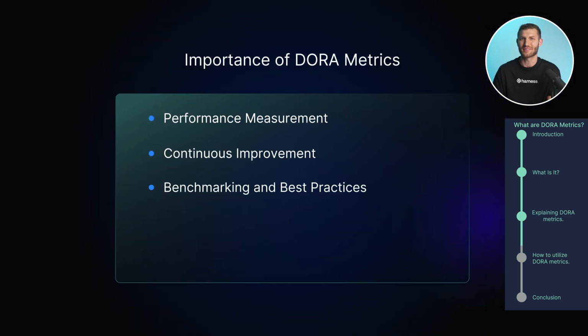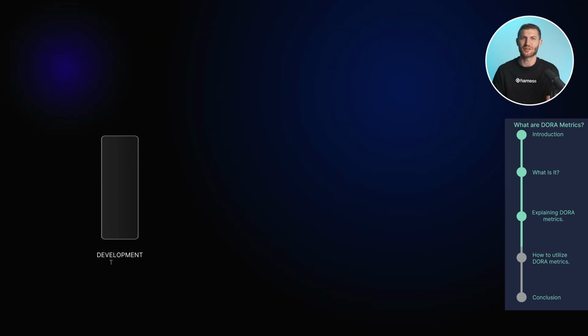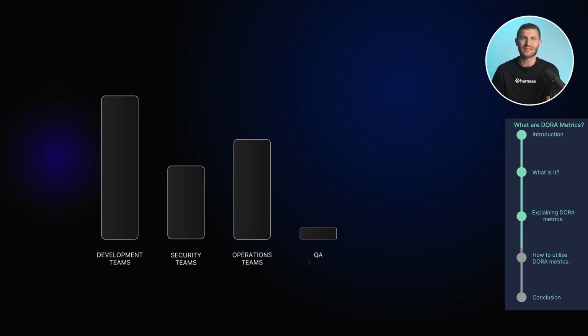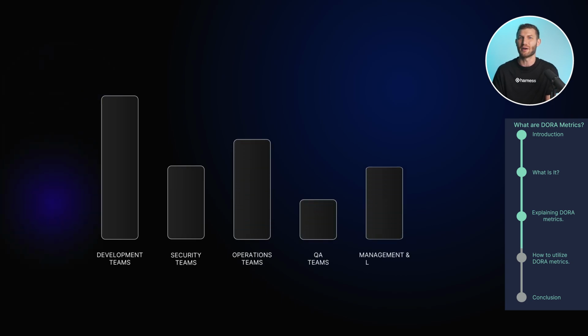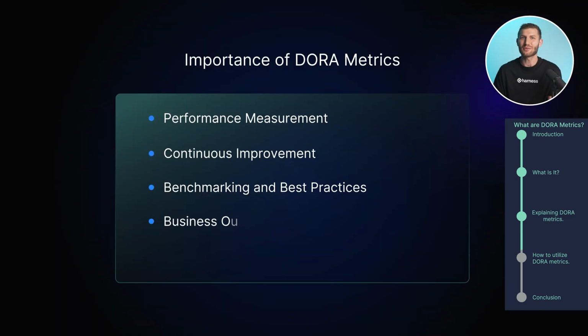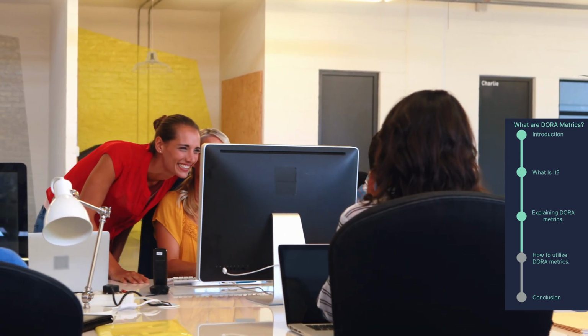Benchmarking and best practices. DORA metrics facilitate benchmarking and comparison across teams, departments, and industry peers. This transparency enables organizations to identify best practices, learn from high-performing teams, and implement strategies for better business outcomes and customer satisfaction. Higher deployment frequencies allow rapid delivery of new features and improvements, staying ahead of customer demands.